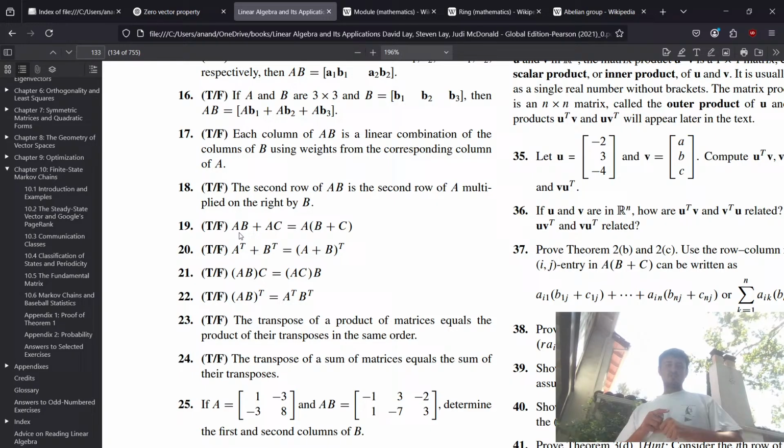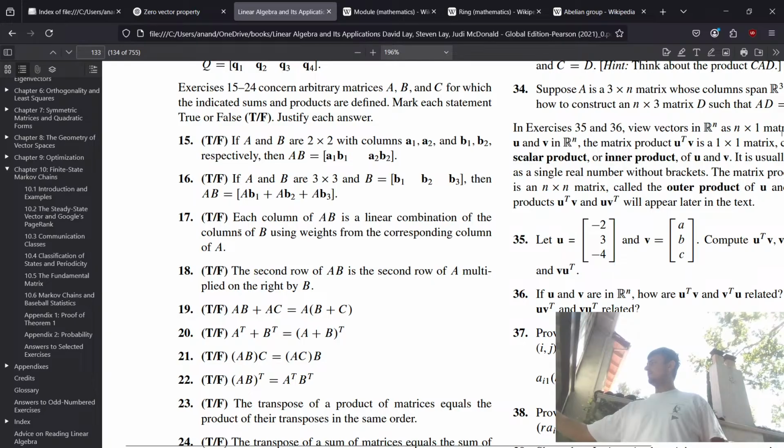Okay, so let me just write all these down so that we can check them later. So 15 false, 16 false, 17 false, 18 true, 19 true, 20 true, false. 21 is definitely false. 22 false.